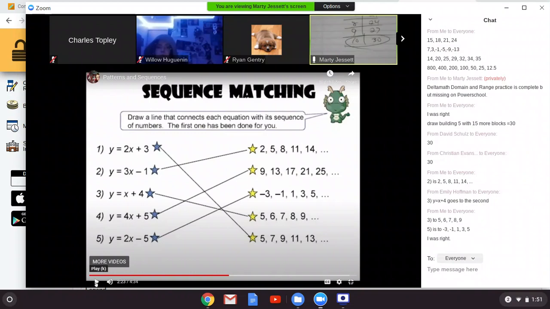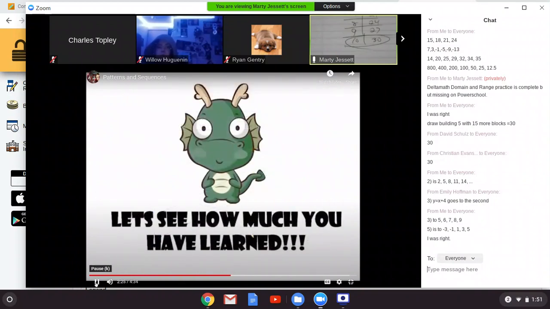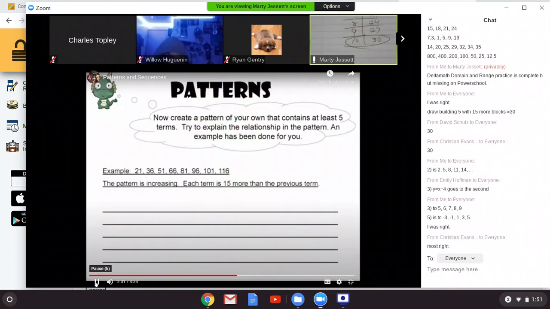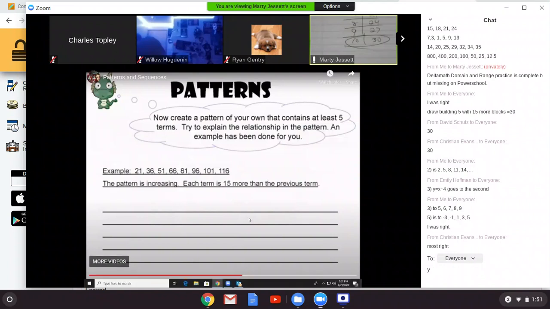Okay. Let's keep going. Let's see how much you have learned. Now create a pattern of your own that contains at least 5 terms. Try to explain the relationship in the pattern. An example has already been done for you. Okay, so make up your own pattern. Write a numeric pattern and explain in words what you're doing to get from one to the next. While you're doing that, catch up with what's in the chat.